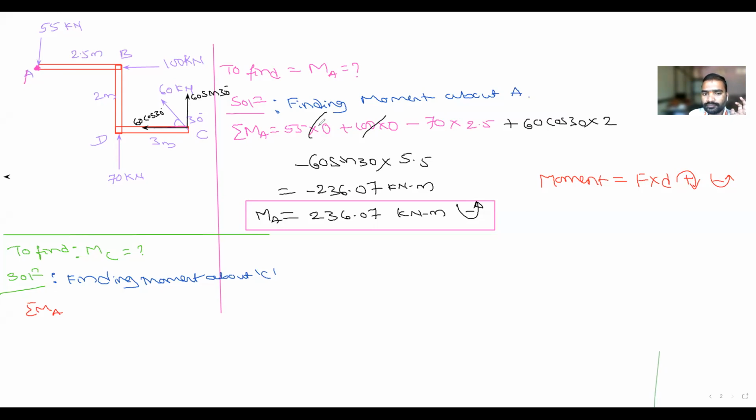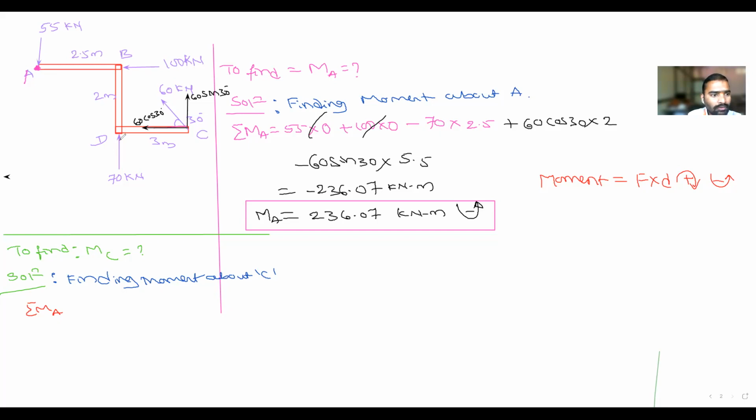Clear? Yes, sir. Okay, next I will come to the B point. The line of action of the force B is passing through the given point like this. It is also passing through A, which means there is no perpendicular distance. The force is 100, and the perpendicular distance is 0.